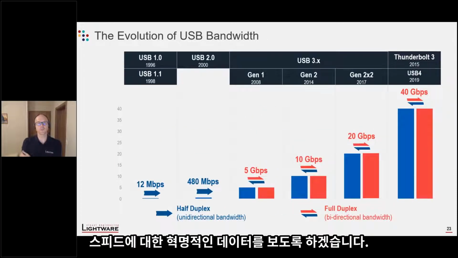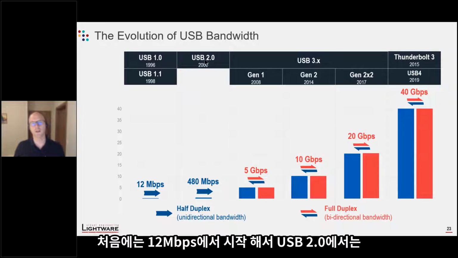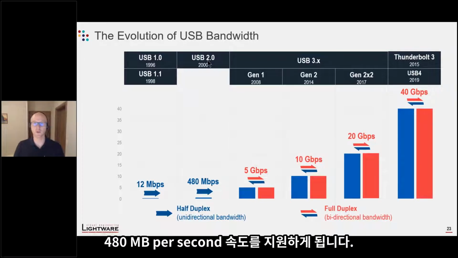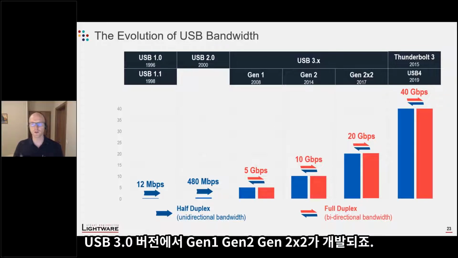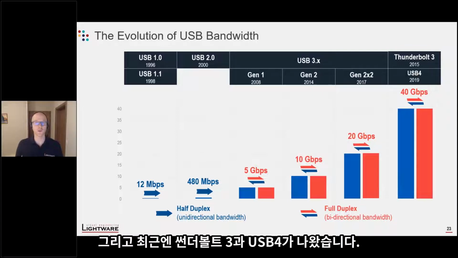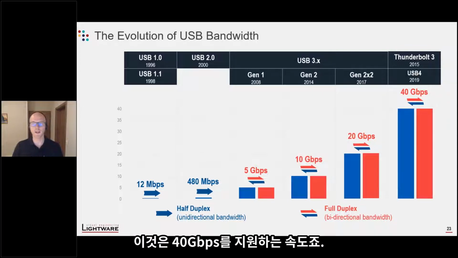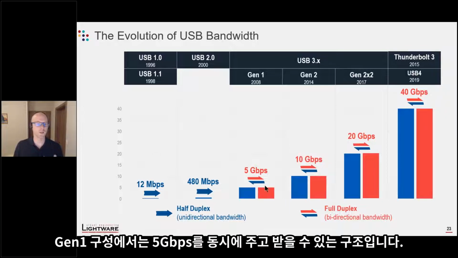Let's take a look at the speed evolution. As you can see, we start with USB 1.0, which supported 12 megabits per second. Then USB 2.0 supported 480 megabits per second. And as you can see, these were half duplex. And then USB 3.x, Gen 1, Gen 2, and then Gen 2x2, they supported 5, 10, and 20 gigabits per second. And now we have Thunderbolt 3 and USB 4, which can go as high as 40 gigs. And these numbers are full duplex, so a Gen 1 device can transmit at 5 gigs and receive 5 gigs at the same time.